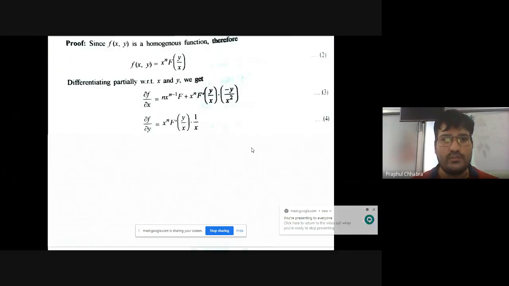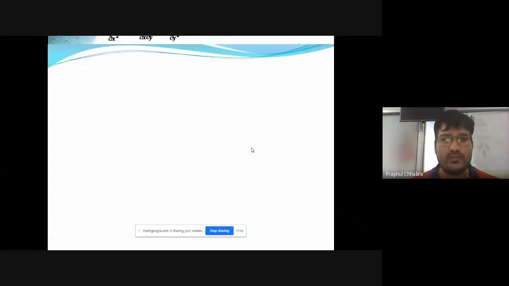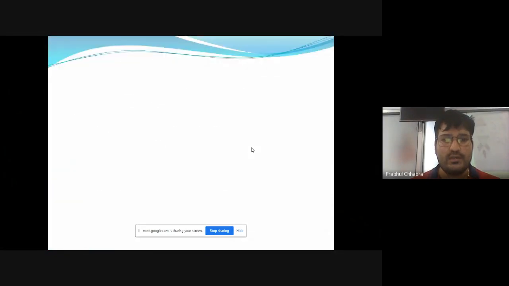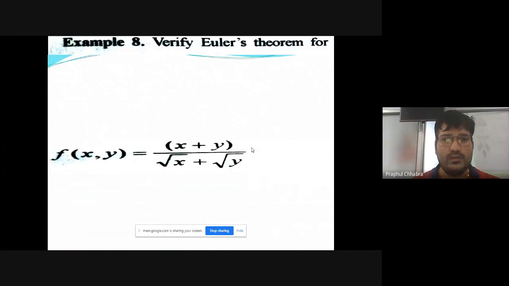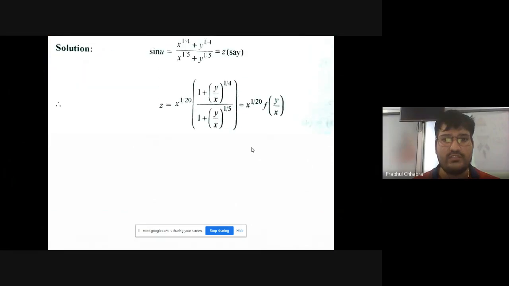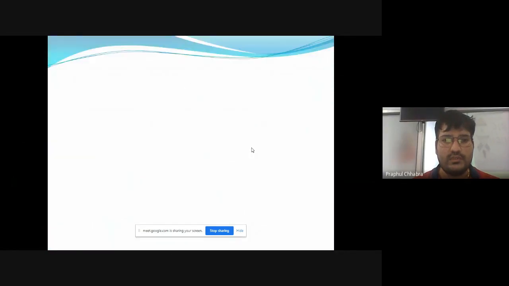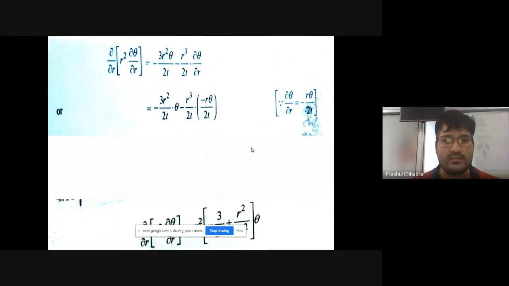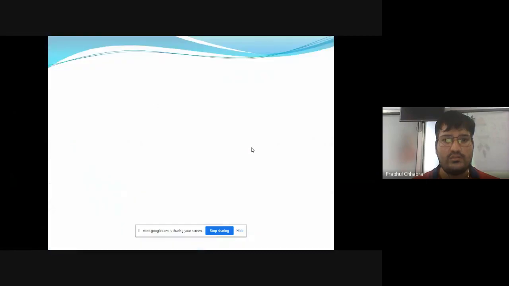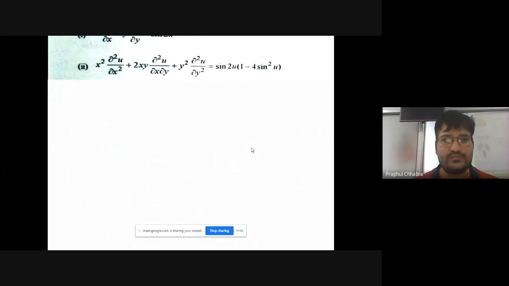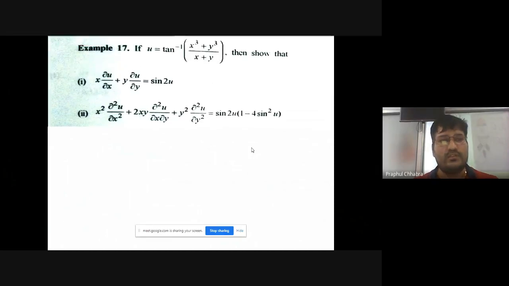Homogeneous function, Euler's theorem, two important formulas of Euler's theorem we have already discussed in the last videos, and this question we have done in the last class, and this question as well, which is very important. Now today we will be discussing two more questions which are very important and advanced. So this is the first question.